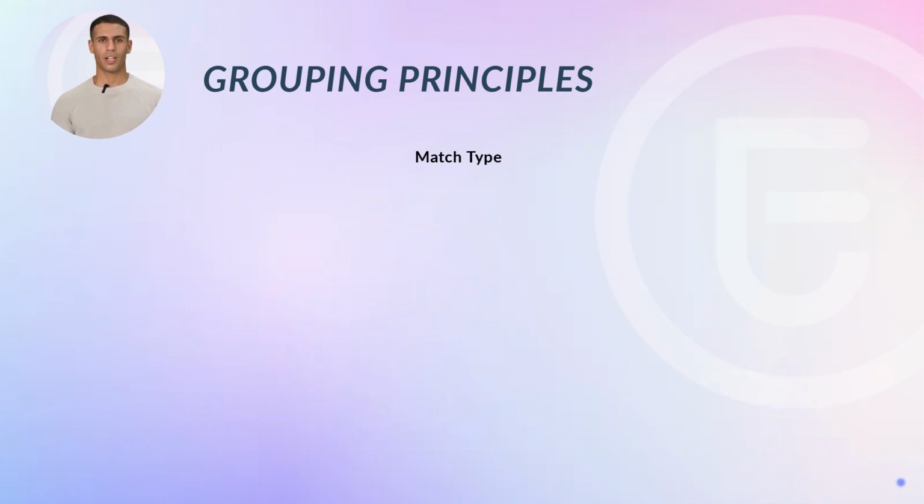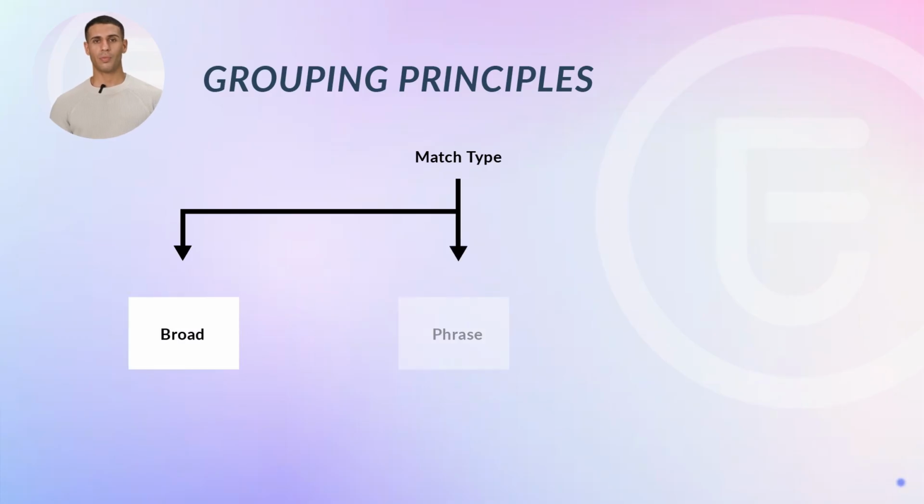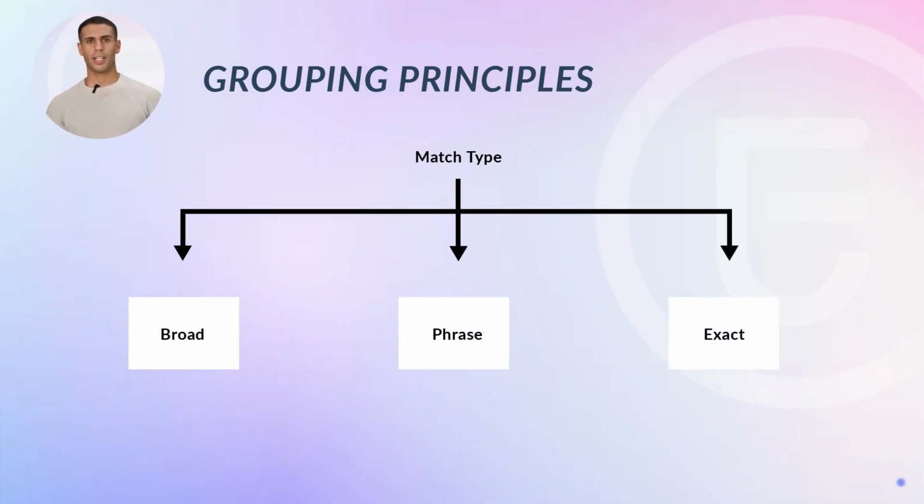Next up, match type. Amazon offers 3 match types, including broad, phrase, and exact, and mixing them all in one ad group is a recipe for confusion. If you lump them together, you won't know which match type is actually bringing in your sales. You could be wasting money on broad matches that attract unqualified traffic, while your exact matches, the ones doing the real work, get buried in the data.